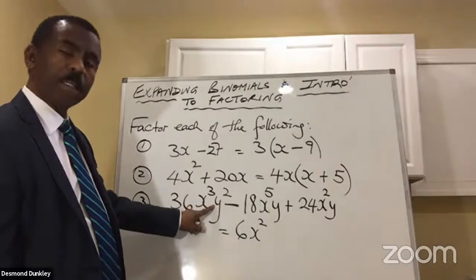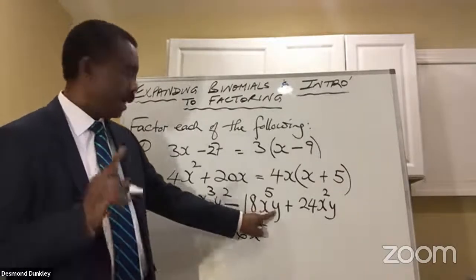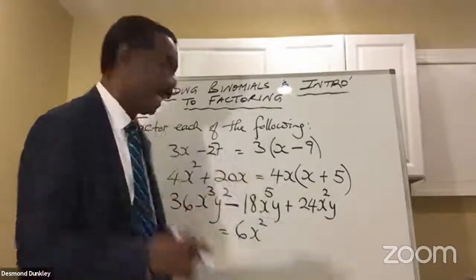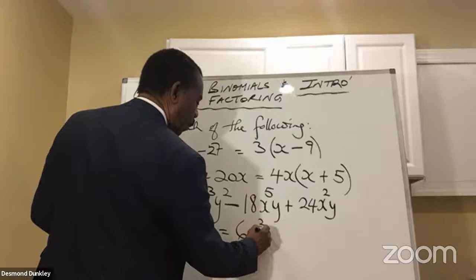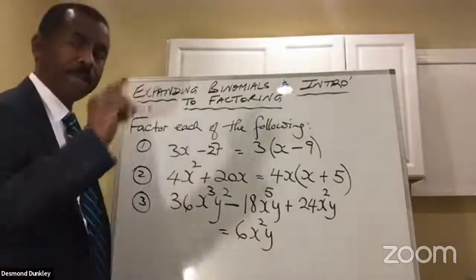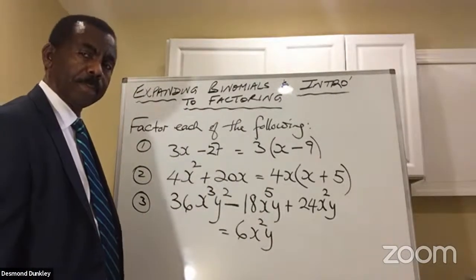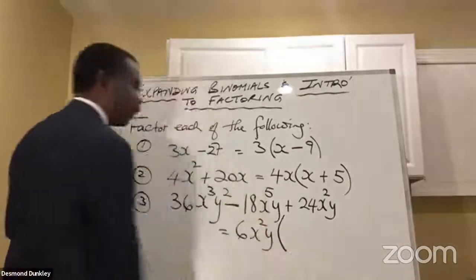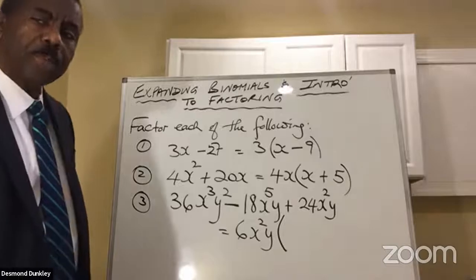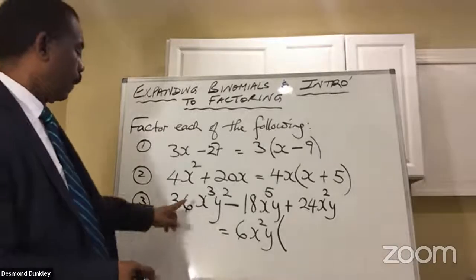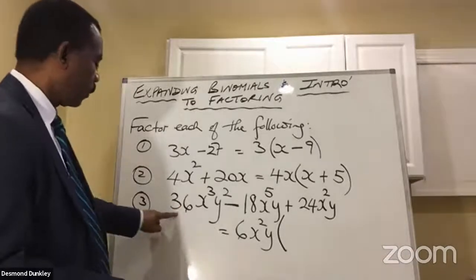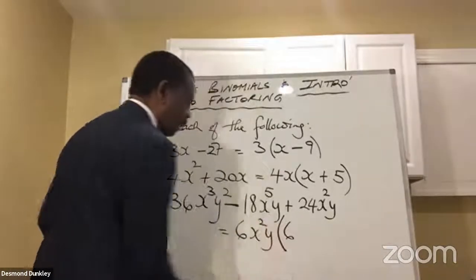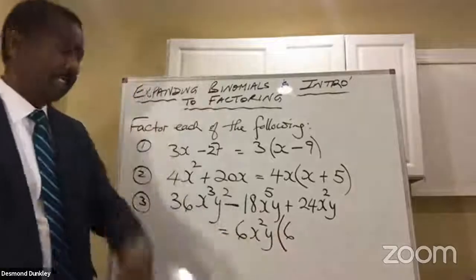This is y squared. This is y to the power 1. This is y to the power 1. So we realize that we can take out y to the power of 1. That's the highest that can come out of all three terms. What do we end up with? There is a parenthesis. There we have our first parenthesis. Okay? If I factor out a 6, what number should go inside to get 36? The answer is 6. Because 6 times 6 is 36.